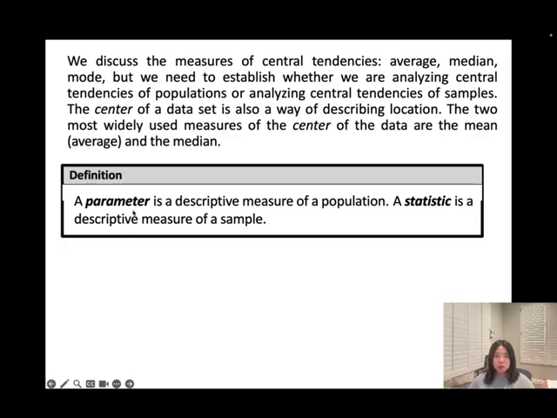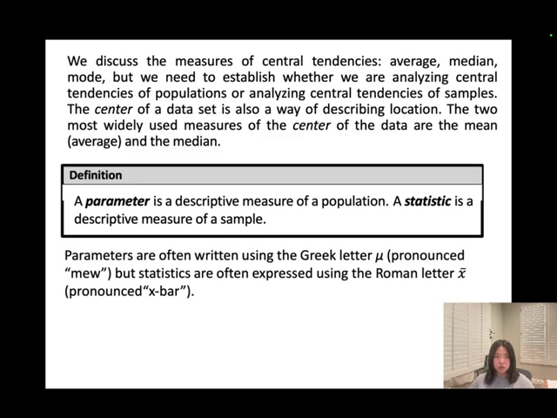Parameter. We talked about the parameter and the statistic in chapter 1. So what is a parameter? A parameter is a descriptive measure of the population, and the statistic is a measure of the sample. For the parameter, if we want to calculate the population mean, the notation of the population mean is this guy. We call this mu. And for the sample mean, we'll be using the x bar here.